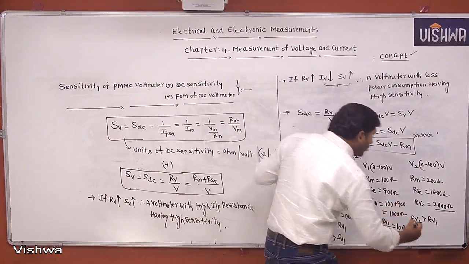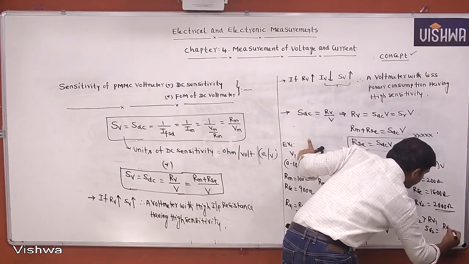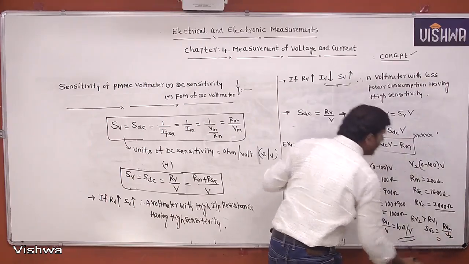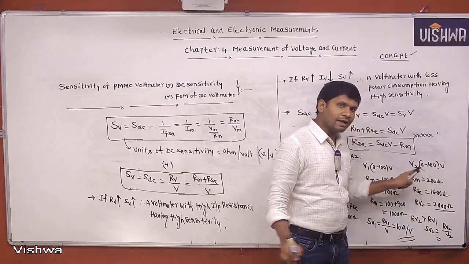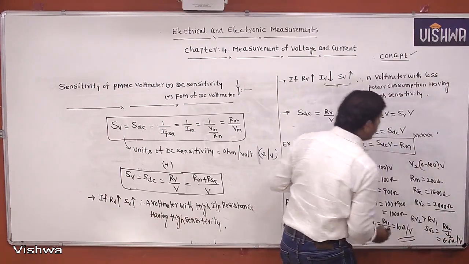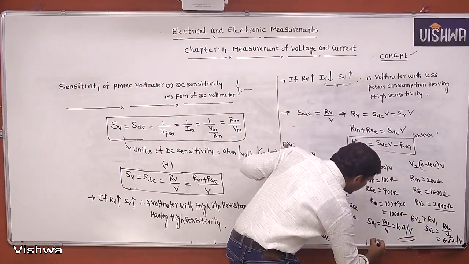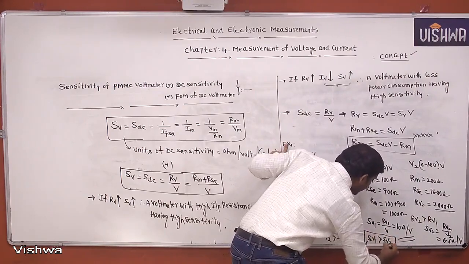What is the sensitivity of voltmeter 2? Sensitivity of voltmeter 2 is RV2 by V2. How much do we get? RV2 is 2000, V2 is 300. Then 6.6 ohm per volt. Therefore, which is greater? SV1 is greater than SV2. Like this we can compare.